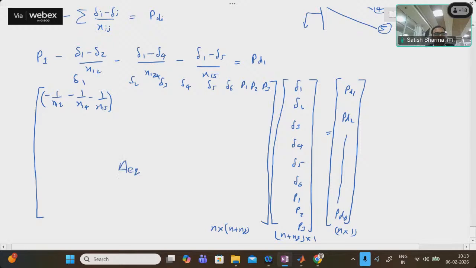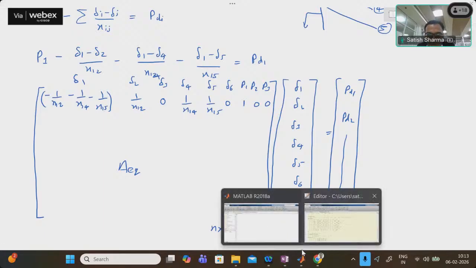So delta 2 is basically 1 upon x12, I think. It's clear. Then delta 3 is 0. It is not present. 1 upon x14, 1 upon x15. Delta 6 is 0, and P1 is plus 1. P2 is not there. P3 is not there. So this is what the AEQ will look like.